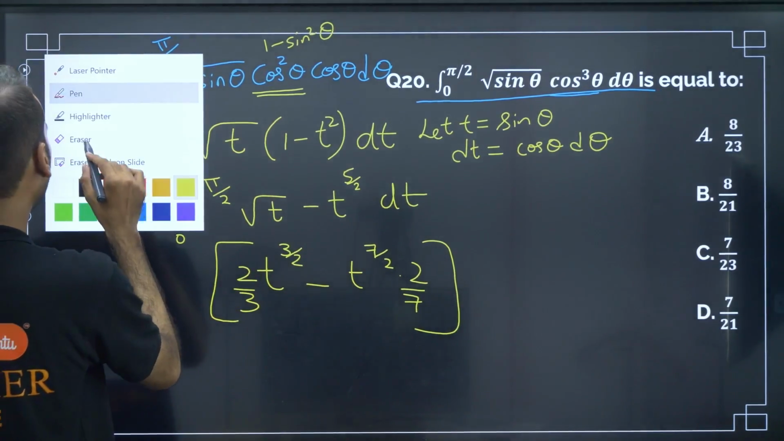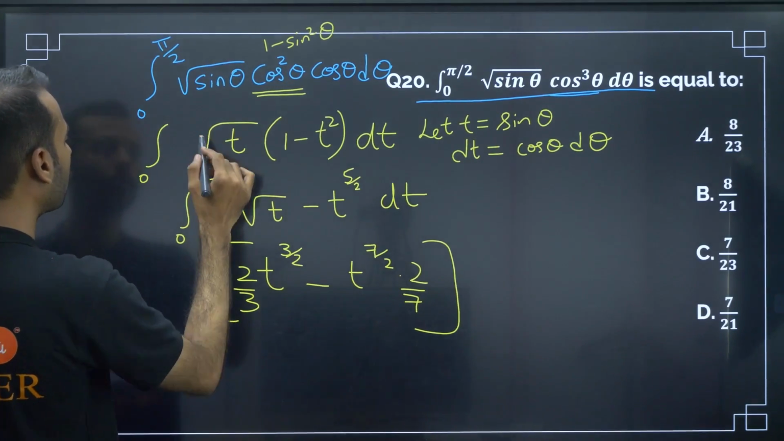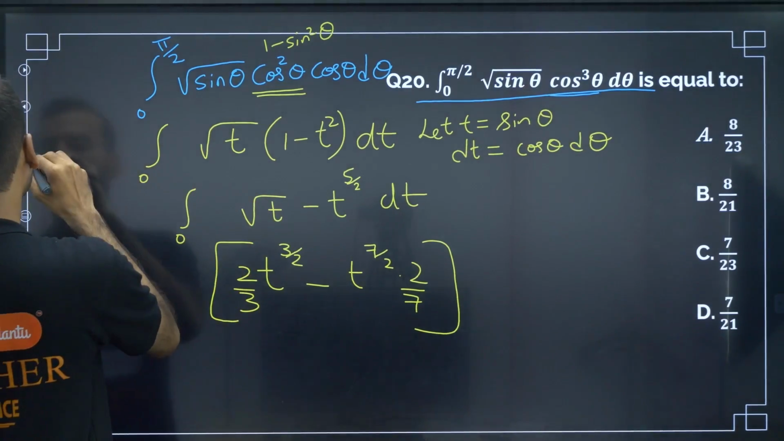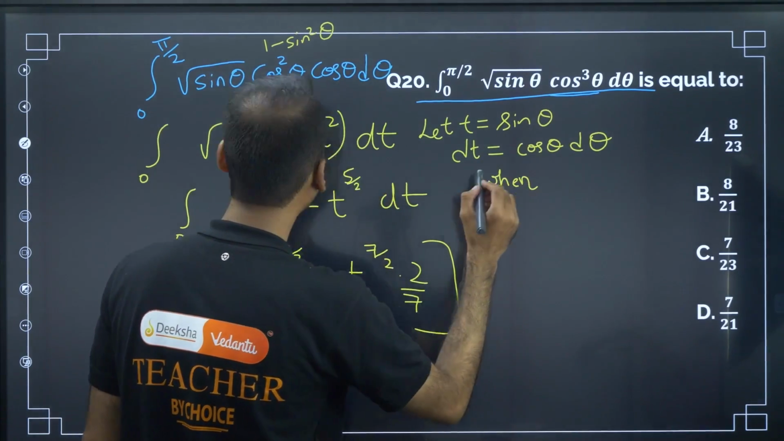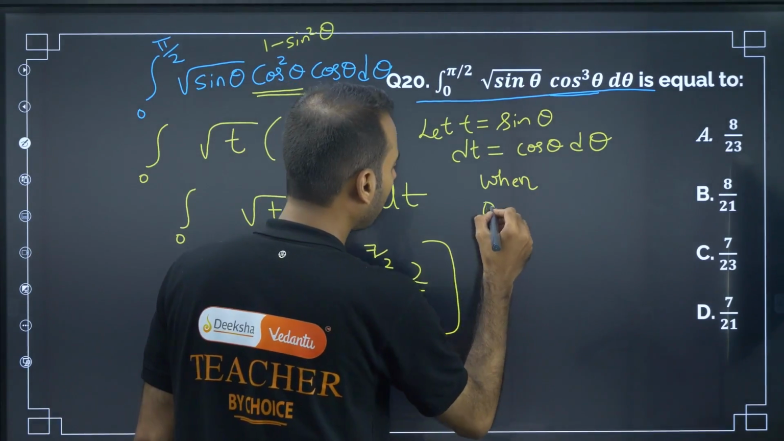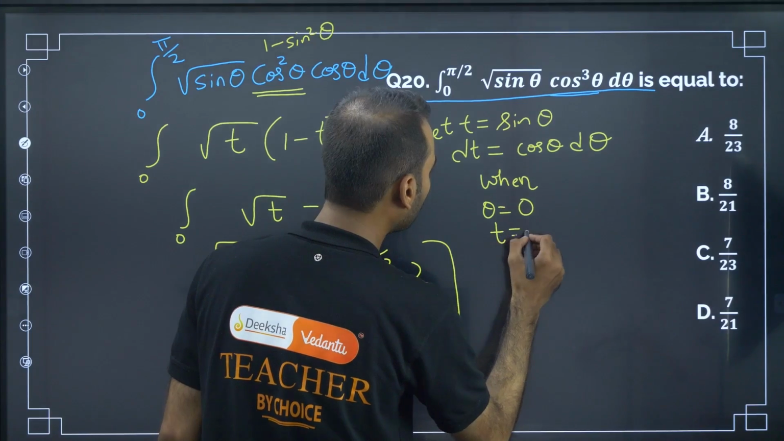Now see here, the moment you substitute these limits, you have to take care of the limits also. So what happens when theta is 0? t is equal to 0.